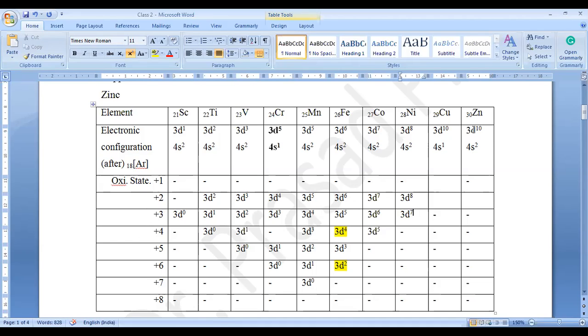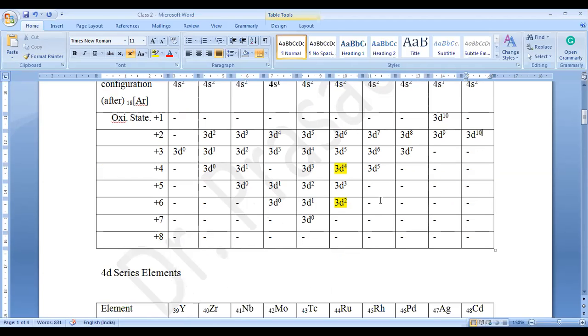With copper, if you lose one electron, then it becomes 3d10, so it's stable. Therefore with copper, in case of transition metals of 3d series, the plus 1 oxidation state is stable. And it can also have 3d9 system, that is plus 2 oxidation state. So copper 2 plus and copper plus 1 are possible. Zinc can have zinc 2 plus oxidation state, that is a stable oxidation state for zinc. So these are the possible oxidation states and their electronic configuration.